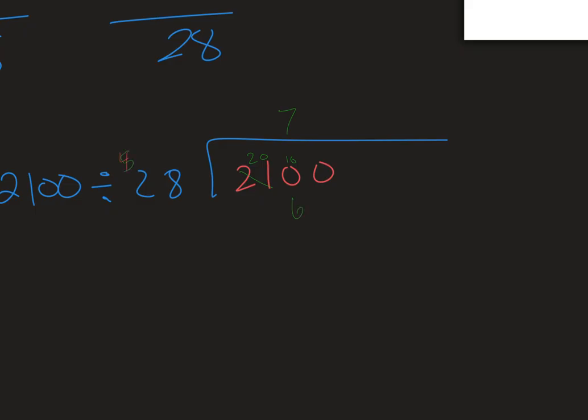7 times 2 is 14, plus 5 is 19. There we go. So this is now 4, and 20 minus 19 is 1, and now 0 there. How many times does 28 go into 140? I think it's 5. 5 times 8 is 40. 5 times 2 is 10. 10 plus 4 is 14.